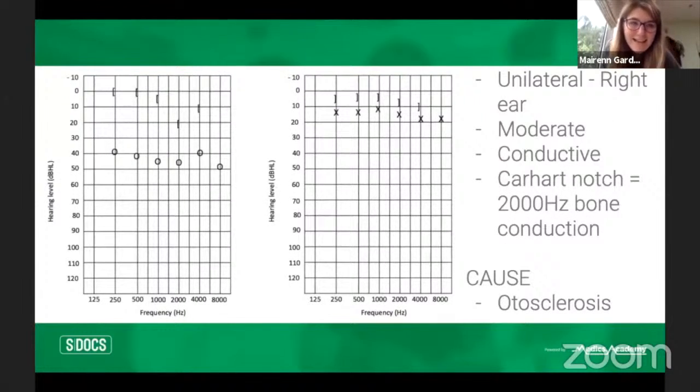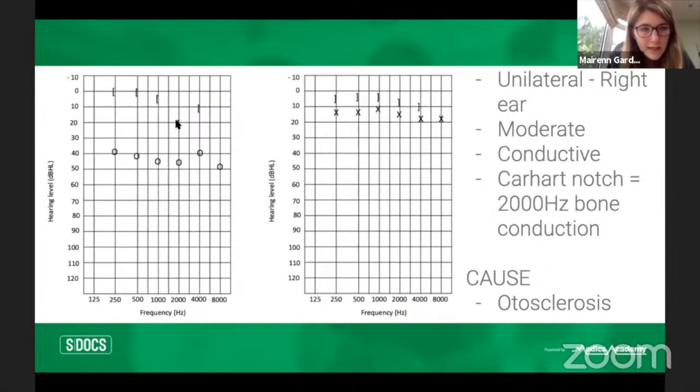Going on to the next case. So this one, the bone conduction, as you can see here, is normal, so within the 0 to 20 range. However, the air conduction in the right ear is abnormal. So this will be a conductive hearing loss. Because the hearing loss here is between about 40 and 50 decibels, this suggests that it's moderate hearing loss. It's only unilateral, which is important to note.